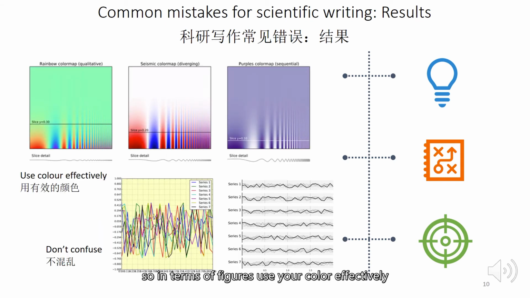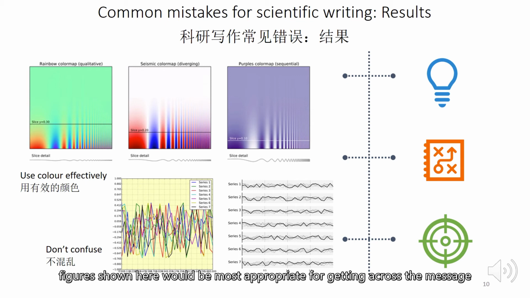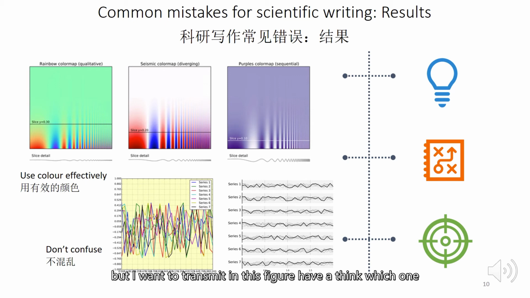So in terms of figures, use your color effectively. What are these different figures trying to show? Which one of these colored figures shown here would be most appropriate for getting across the message that I want to transmit in this figure? Have a think. Which one do you like best?